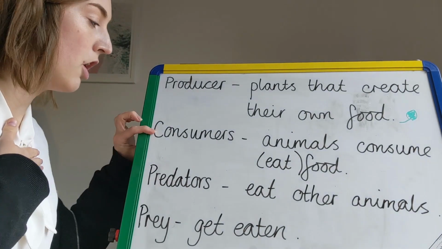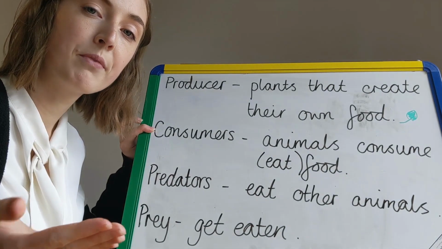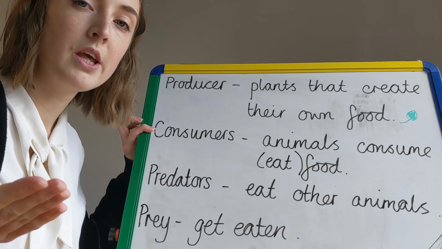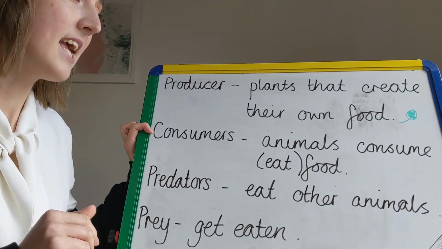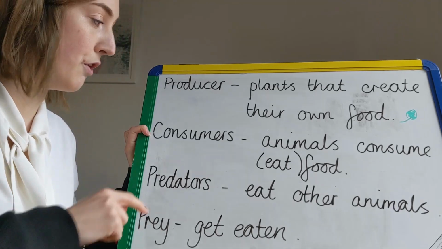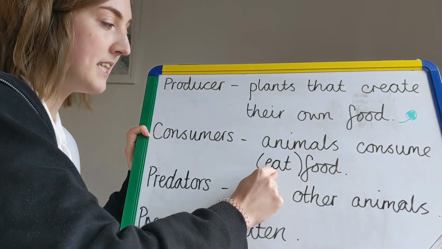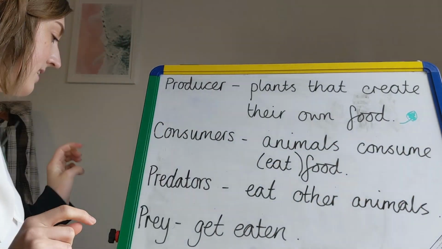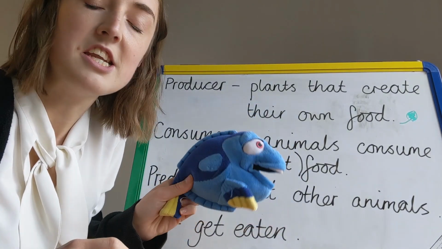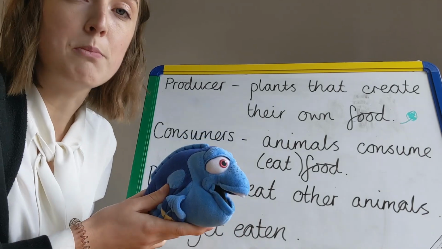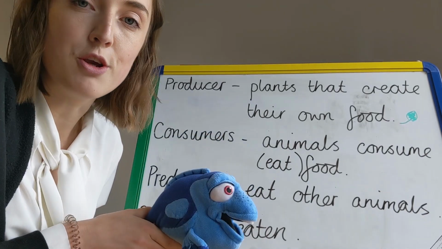My turn, consumer. The consumer is the next animal in the food chain. It's any animal that eats its food. The word consume means eat. So consumer is an animal that eats food. So when my fish is eating the plant, it is consuming. So the fish is a consumer.